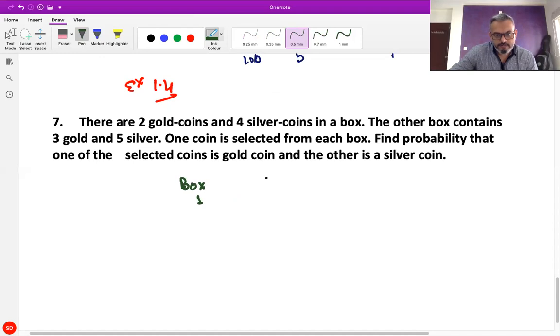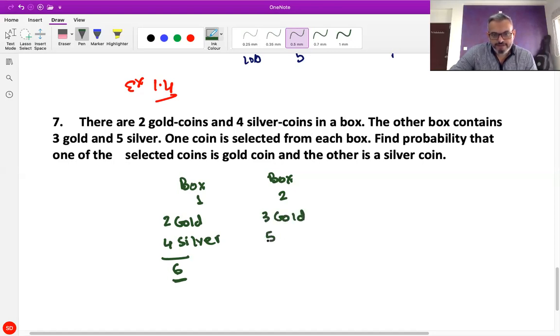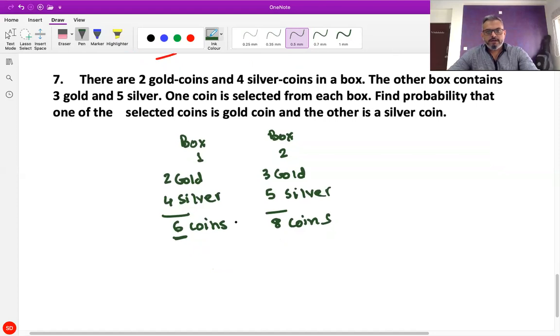Box 1 and box 2. Now there are 2 gold coins, so 2 gold coins in box 1 and 4 silver in box 1. So total there are 6 coins in box 1. In box 2 there are 3 gold and 5 silver. So total there are 8 coins in box 2 and 6 coins in box 1.